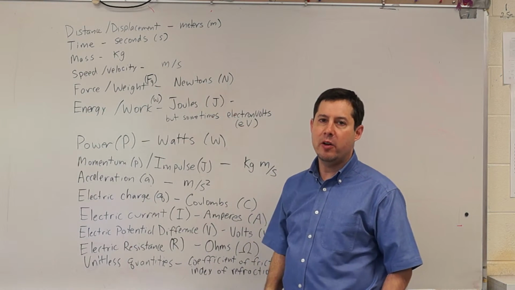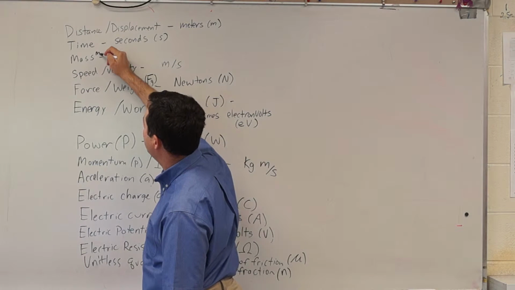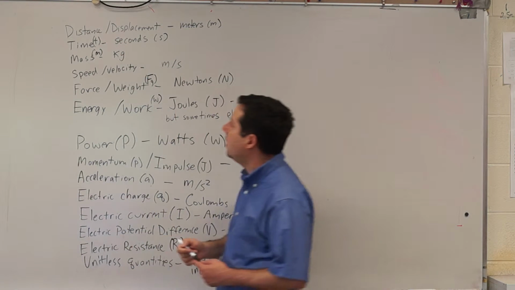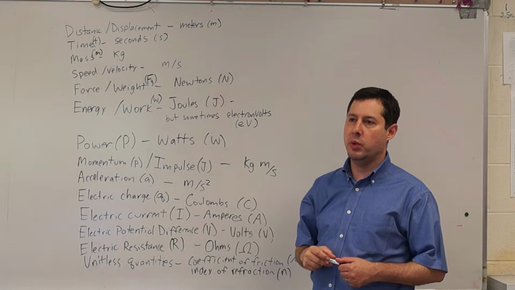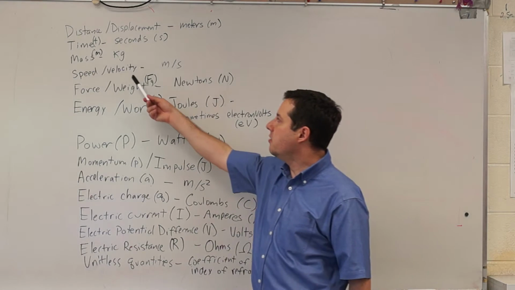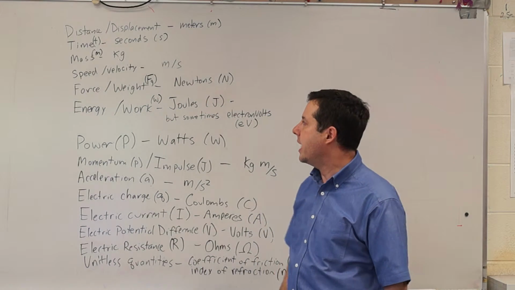Almost all of these have variables associated with them. I didn't write them in, but mass, as you might expect, goes by the letter m. Time goes by the letter t, for example. And these represent the variables we use. Those variables are different than the units. Speed and velocity. Velocity goes by the letter v, is expressed in meters per second.